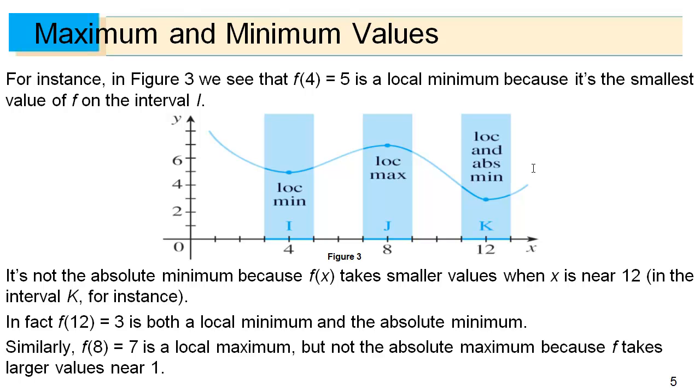Here's another illustration to show the point, right? X equals 4 is a local minimum. X equals 12 is a local minimum, but it's also the absolute minimum. X equals 8, right, point J, is a local max, and then the absolute max happens over here, looks like close to 1. So an absolute max and min doesn't necessarily have to be at one of these kind of hills and valleys. It can be at the end of the interval.